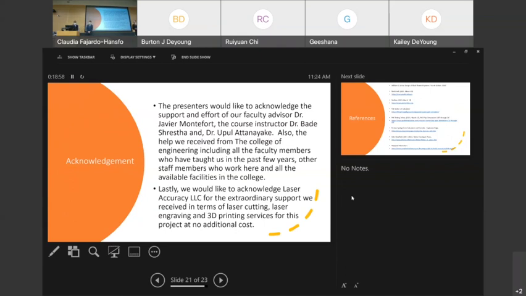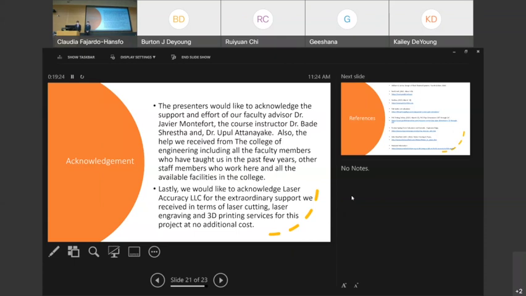And we'd like to acknowledge the support and efforts of our faculty advisor, Dr. J.V. Montfort, for providing continuous support throughout this project, and also our course instructor, Dr. Badi Shrestha, for providing the necessary guidance to be successful in this project. And also Dr. Upul Athanayaka for helping us use his lab premises to carry out testing.